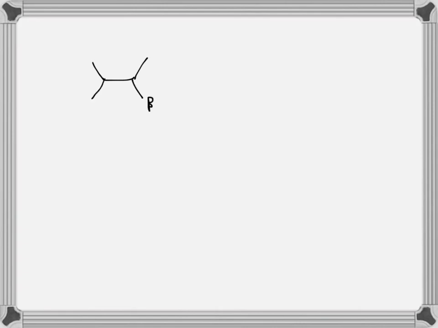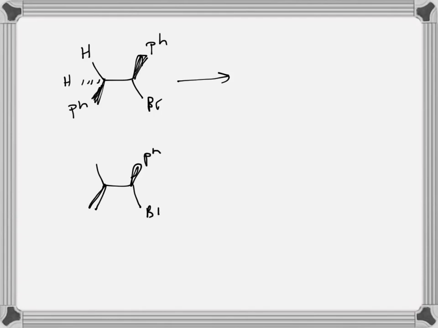There's our bromine. There's our hydrogen. There's a phenyl. There's a phenyl. Still going through the same idea with our elimination. Bromine, phenyl. Whoop, yep, no, I need that. What is the relationship between these two structures?